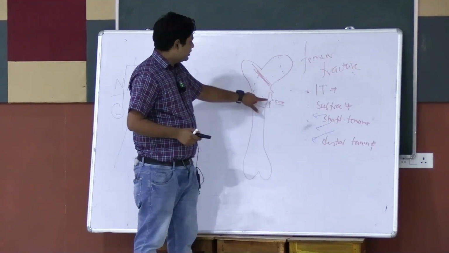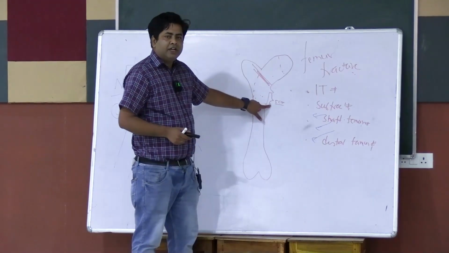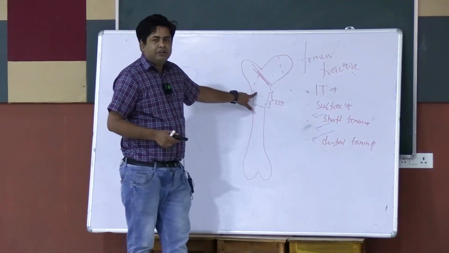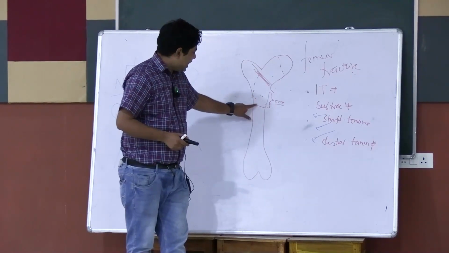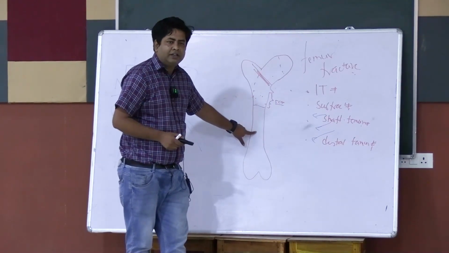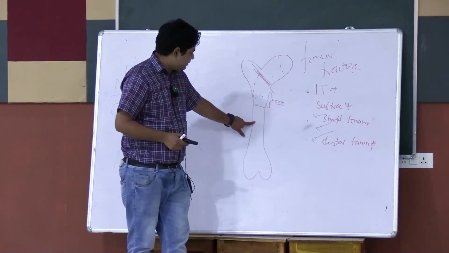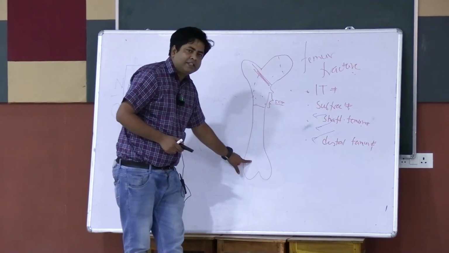And fracture below the LT up to 5 centimeters is called the subtrochanteric region. Fracture at that zone is called subtrochanteric fractures. And below that is the shaft femur, and that is called the shaft femur fractures. And distal part is the distal femur fractures.